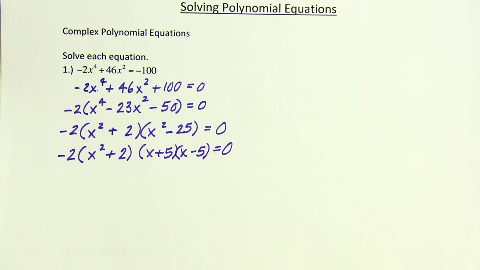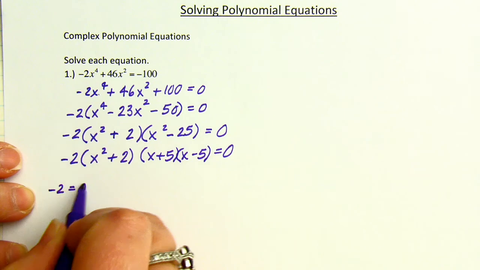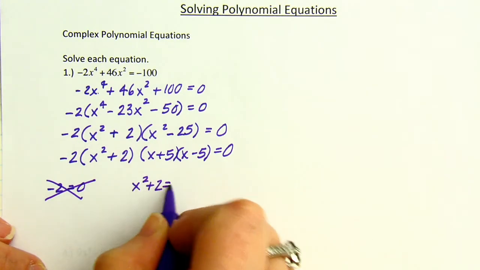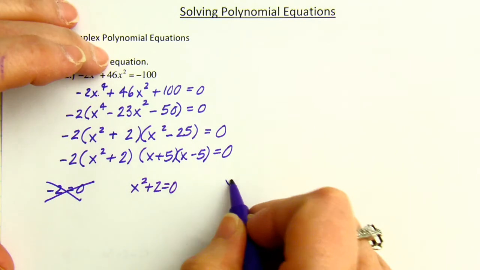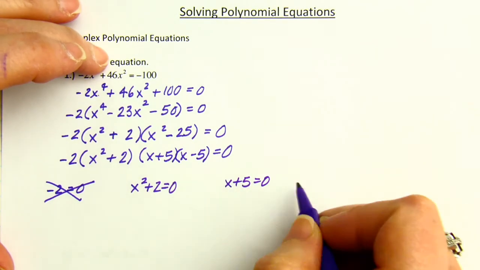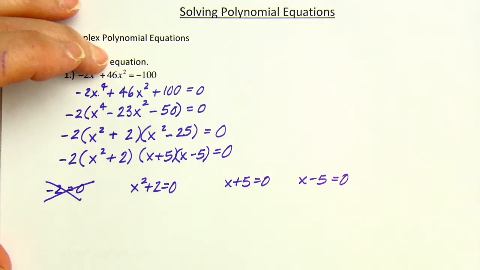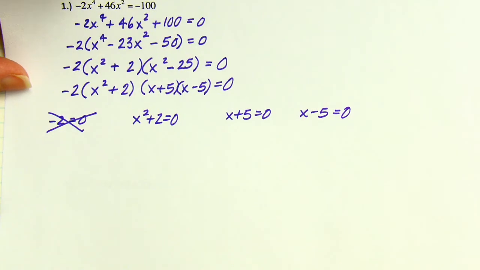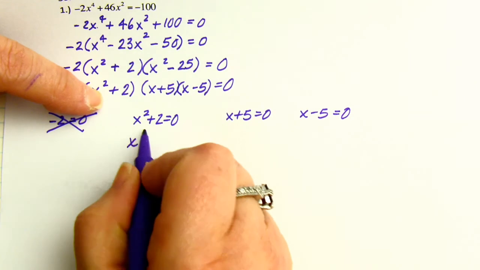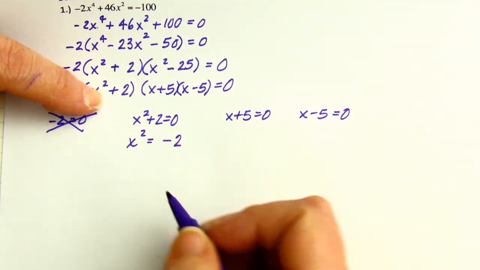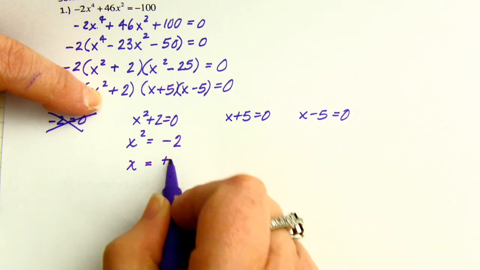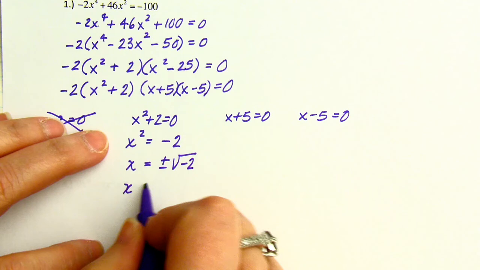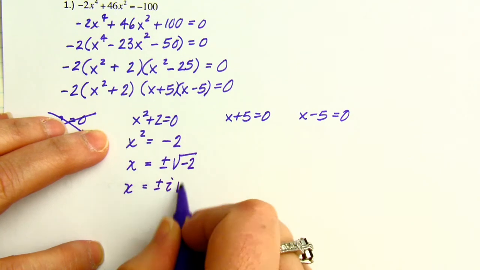All right, ZPP. Negative 2 equals 0? Never. x squared plus 2, all right, I can solve that. x plus 5, I can solve that. x minus 5, I can also solve that to equal 0. I'm going to move the 2 over. x squared equals negative 2. Take the square root. x equals plus or minus the square root of negative 2. Take the i out. x equals plus or minus i root 2.